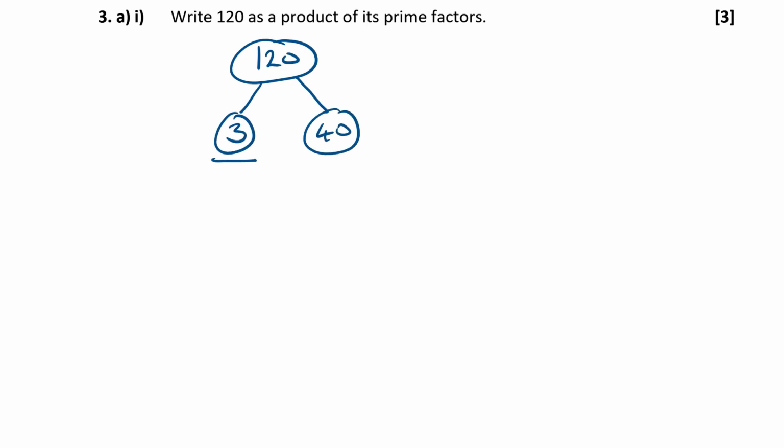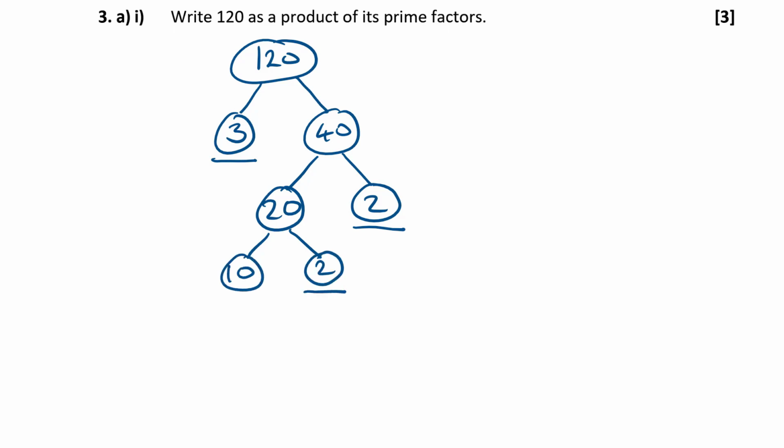Now 3 is prime, so that's a stopping point. 40 isn't, so we can continue to break that number down. So we need to find two numbers that multiply together to give me 40. I could pick 2 and 20 perhaps. So 20 and 2. 2 is prime, so I'm going to stop on that one, but 20 isn't, so I'm going to keep breaking it down. Two numbers that multiply together to give you 20: 10 and 2. So 2 is prime, so I stop on that one. And then finally I've got 10. Factor pairs of 10, 2 and 5.